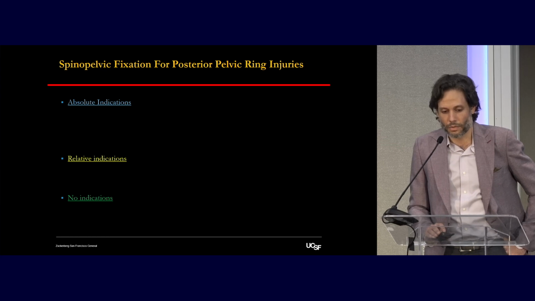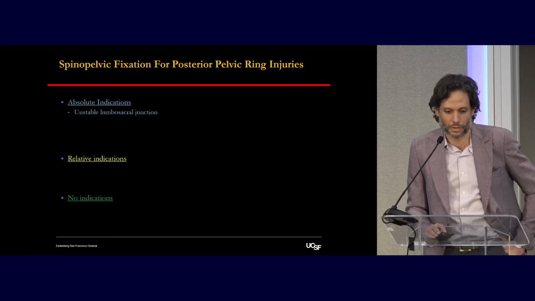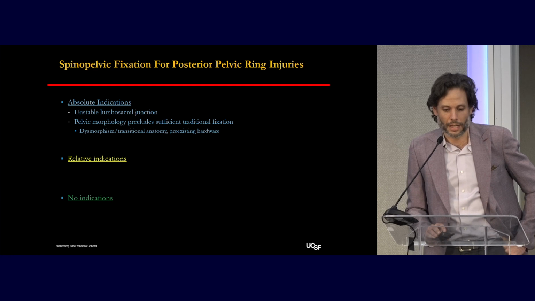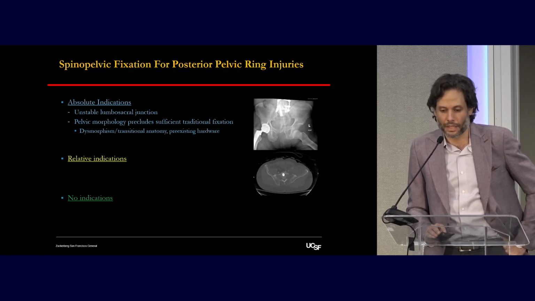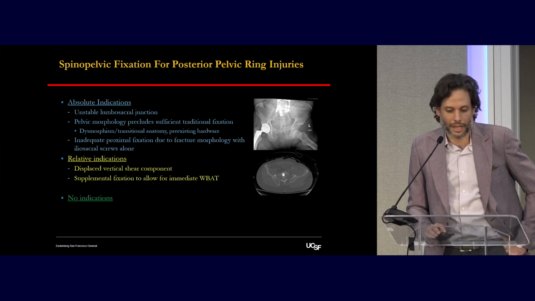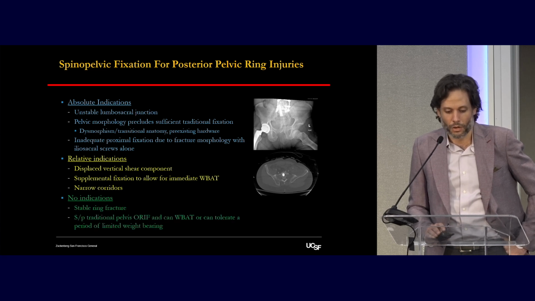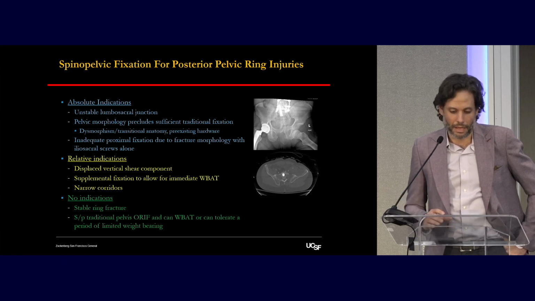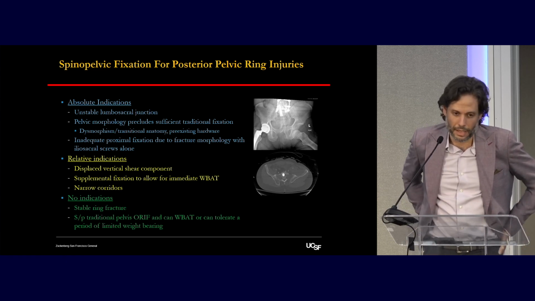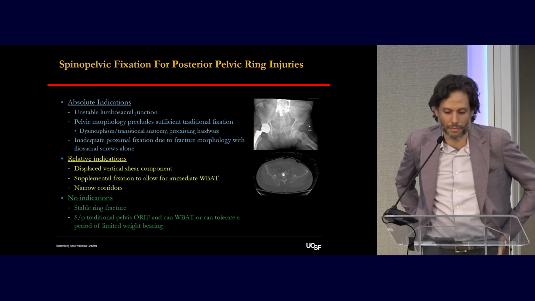And so our main indications here, our absolute indications for spinopelvic fixation, are an unstable junction, if the pelvic morphology precludes traditional fixation, or if there's hardware in the way, like this axial lift. And our relative indications are displaced vertical shear components, to neutralize that and to allow for immediate weight bearing. And of course, there's no need if a patient has a stable ring injury, or if they've been fixed with traditional instrumentation and can weight bear or can tolerate a period of limited weight bearing. Thank you.